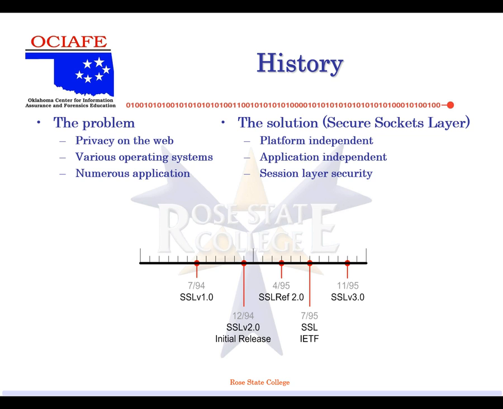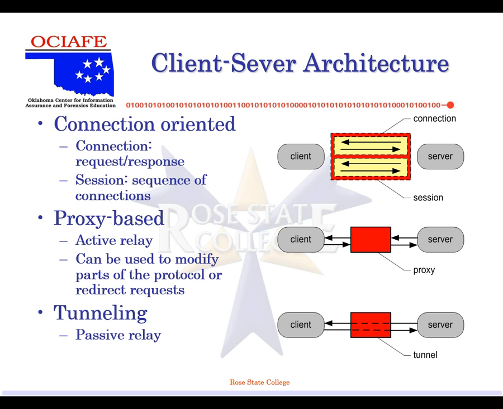Okay. Also, we have various operating systems. Some people like one, some people like another. That's an issue. And also the numerous applications. So we had a lot of problems with it. The solution was SSL, Secure Socket Layers. It didn't care about the platform, it didn't care about the application, and it made it secure. Okay? All right, let's talk a little bit about client side.